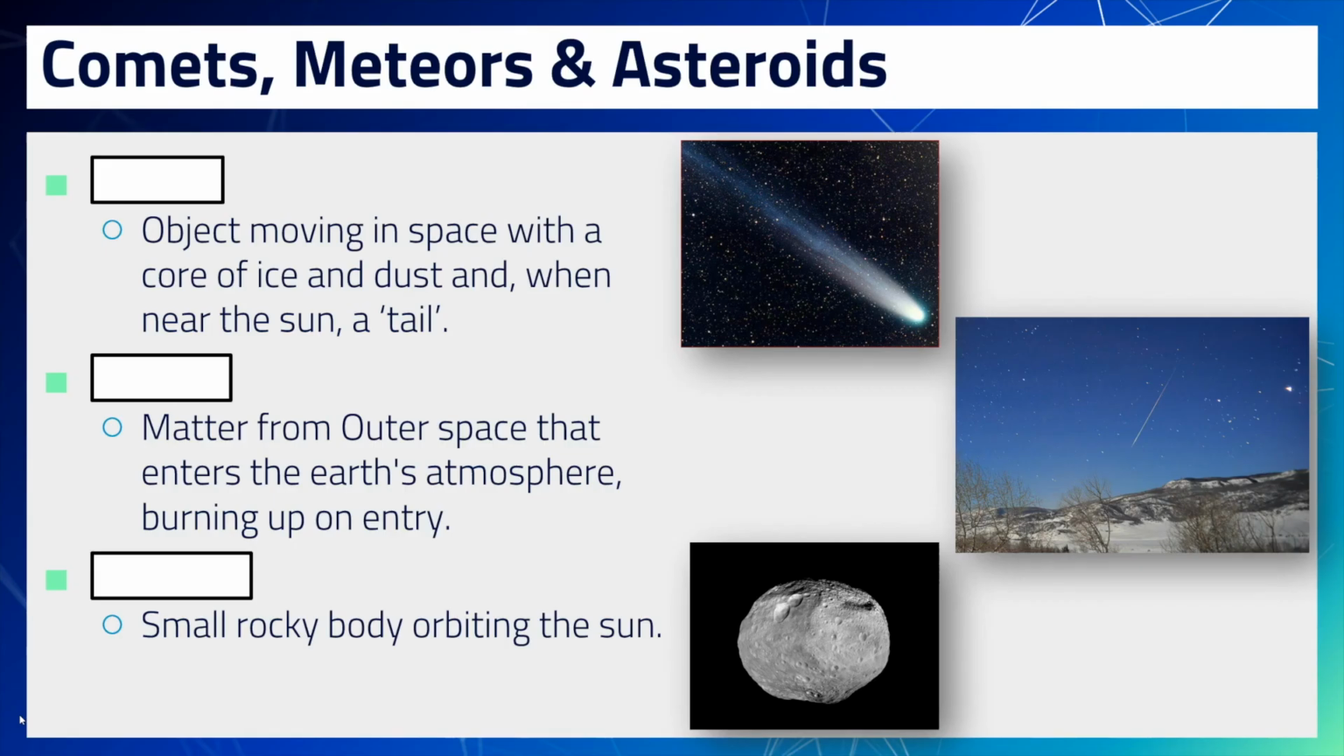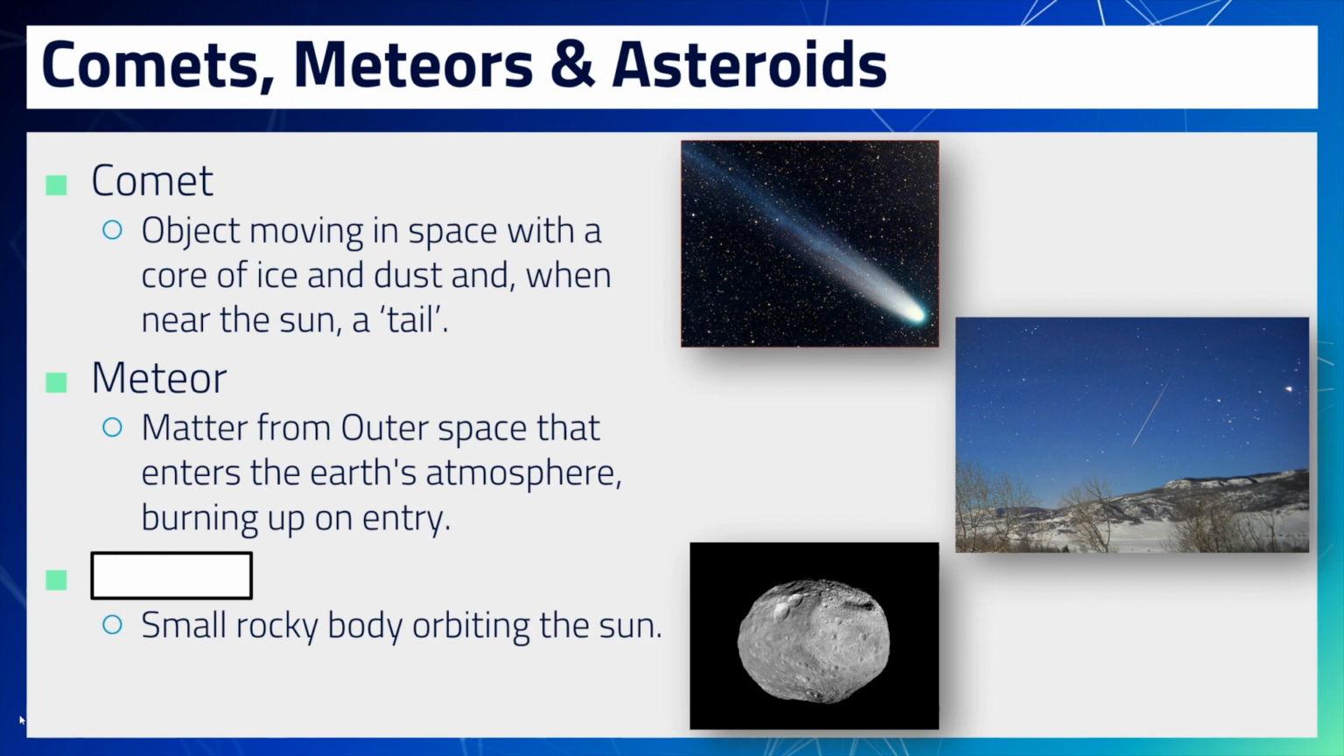Some of the next things we have are comets, meteors, and asteroids. Sometimes these words get used interchangeably, but they're not actually the same thing. A comet is an object that's moving in space. It is made up of a core of ice and dust, and as it gets near the sun, that ice starts to vaporize from the heat and forms a vapor trail behind it, which is its tail. So comets specifically have a core of ice and dust. That's quite a defining feature about them.